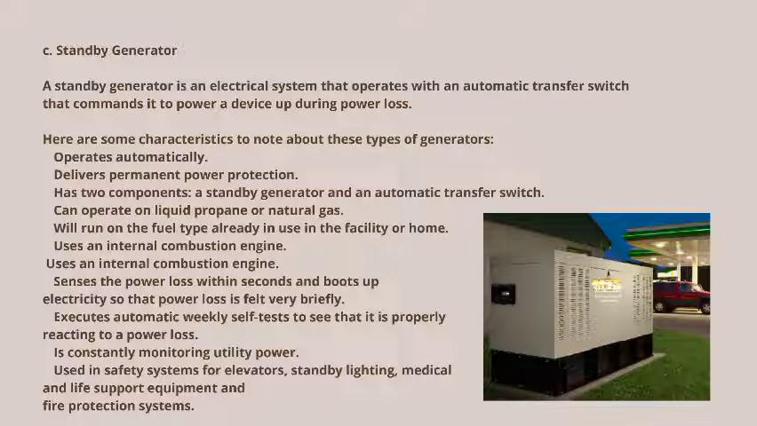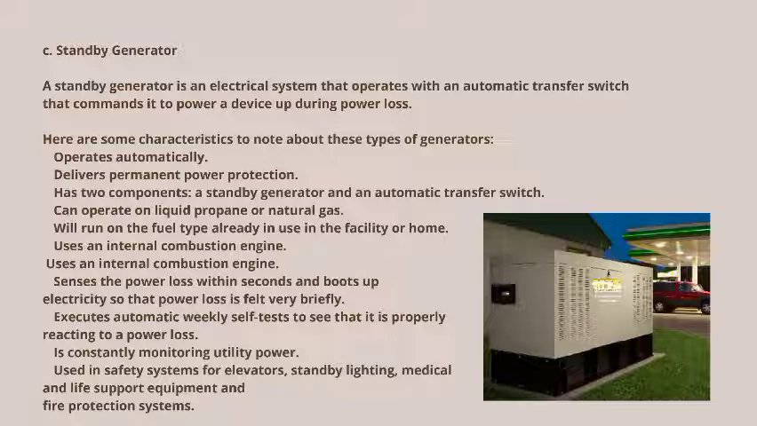Standby generator. A standby generator is an electrical system that operates with an automatic transfer switch that commands it to power a device up during power loss. Here are some characteristics to note about this type of generator.